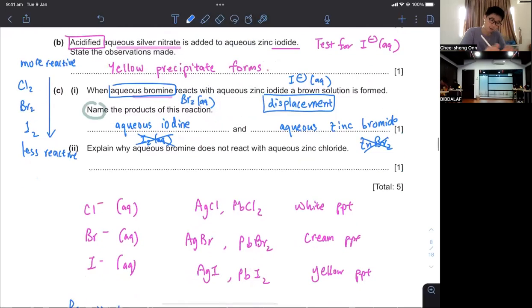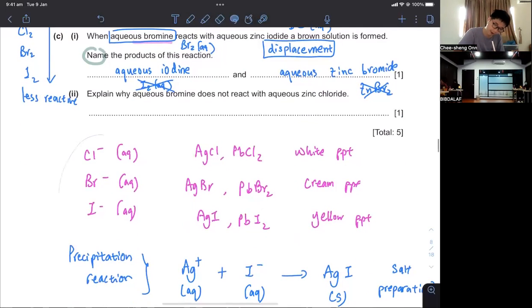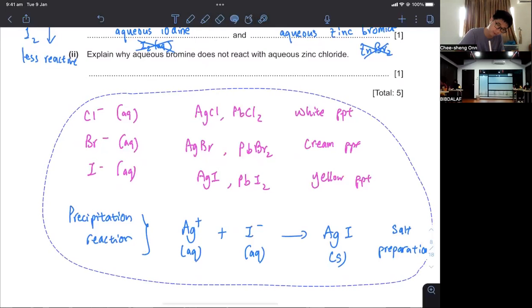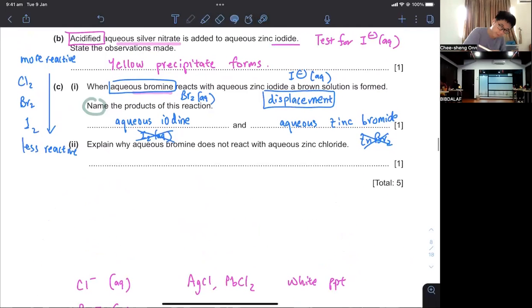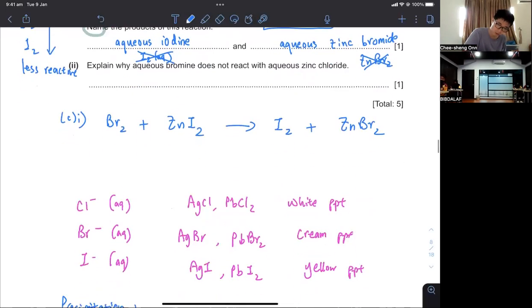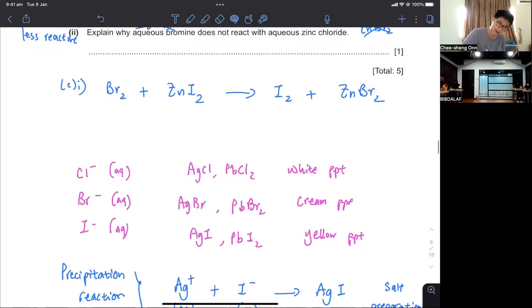Already undergo the redox, I will have, let me just clarify this. Yeah? Hang on, just give me a minute. Let's put this down. So what happened here for this C part 1? So Br2 plus ZnI2. The Br2 will displace I2 from the I minus. And what happened is, it will give me that. You should be able to write half equations.